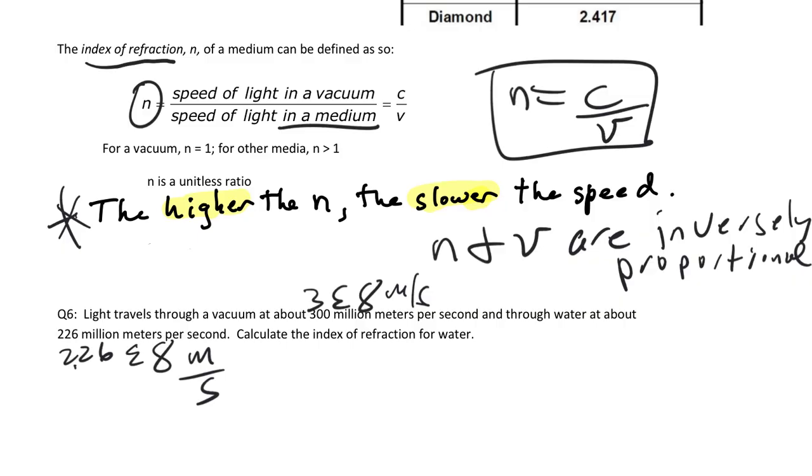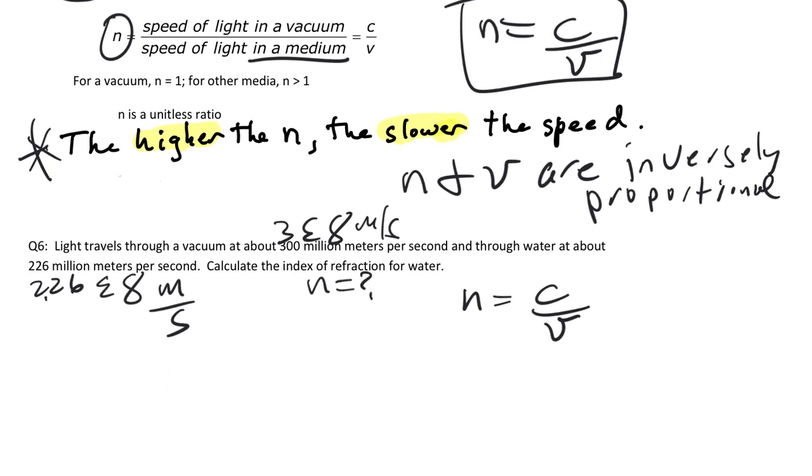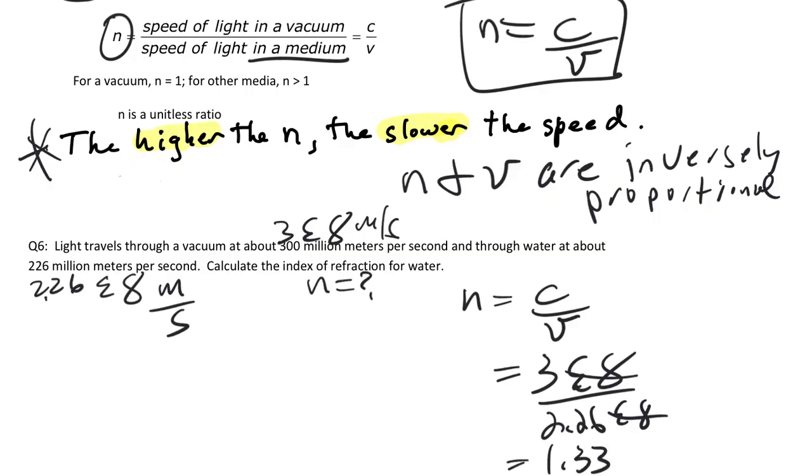Calculate the index of refraction for water. Well, n equals the speed of light in the vacuum divided by the speed of light in the water. So the n of water, the index of refraction of water, would be 3e8 divided by 2.26e8. The e to the 8 cross out, so this would be 1.33. No unit. There's no unit on n.